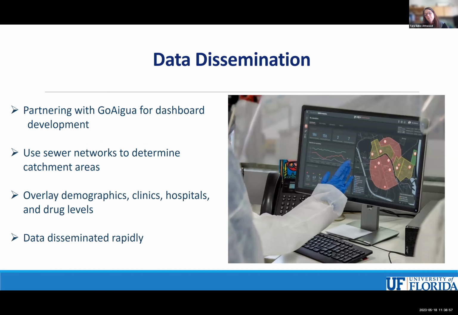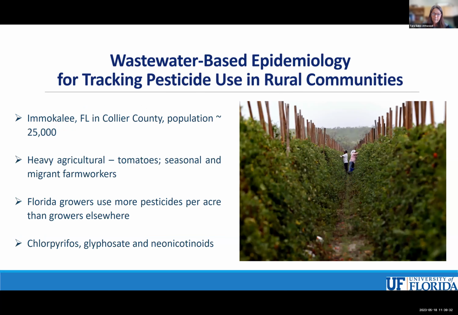We were able to then set up some data dissemination using dashboards. So we're partnering with GoAgua, which is an engineering company. And one really neat thing that they do is they actually use the sewer networks to anchor a lot of the data, and so define the catchment areas and the population that the wastewater treatment plant services. So they are able to overlay all sorts of demographics and clinics and hospitals and other data as we get it, and they can update this in real time so that the data can be disseminated rapidly.